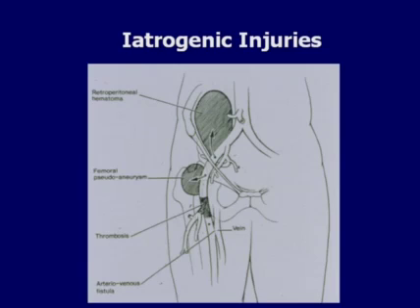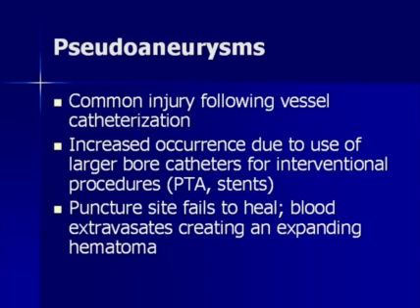Briefly, I'll mention some of the iatrogenic injuries that we can encounter. Again, we see plaque, we see aneurysms, and we also see some other types of injuries to arteries. Pseudoaneurysms are a common occurrence. They happen after vessel catheterization. They're more common following an interventional procedure versus a diagnostic procedure because we are using larger bore catheters. Basically, it's a puncture site that fails to heal.